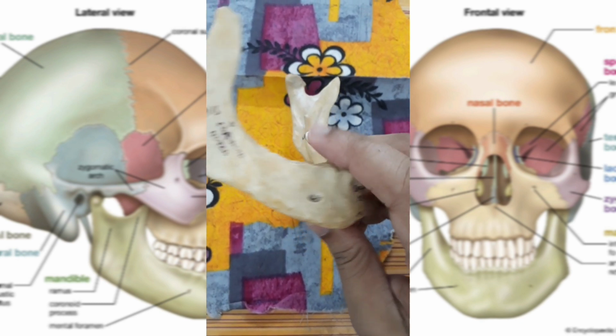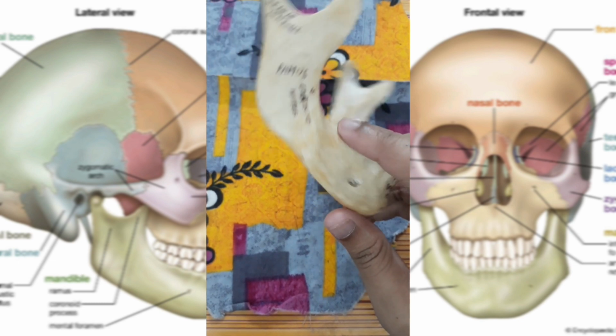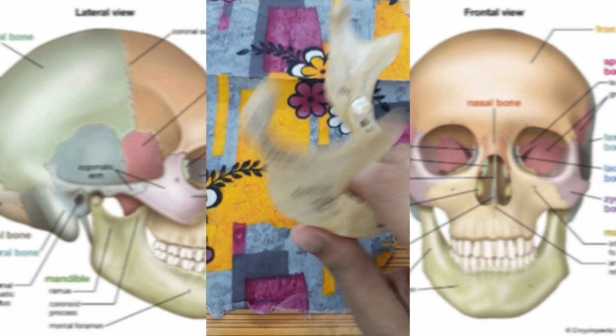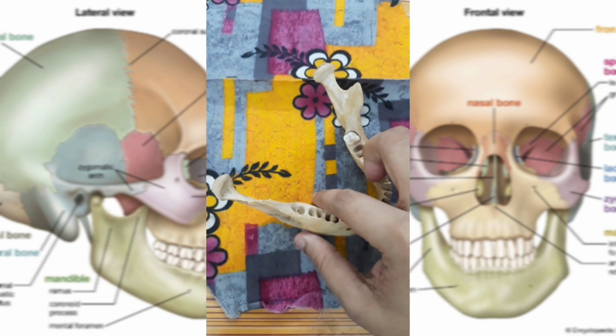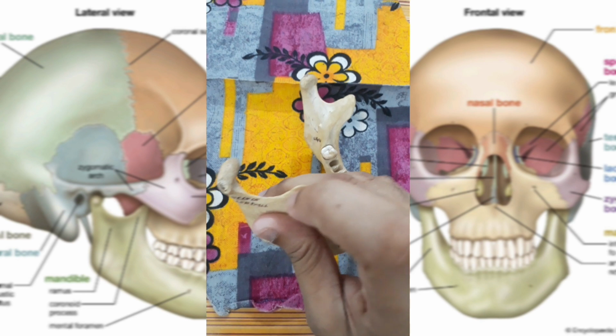Next let's move on to the oblique line. What is this oblique line? It is a continuation from the anterior border of the ramus, and it runs downwards and forwards towards the mental tubercle. And what is the incisive fossa? These are the shallow depressions just below the incisive teeth. Let's see this in the diagram.